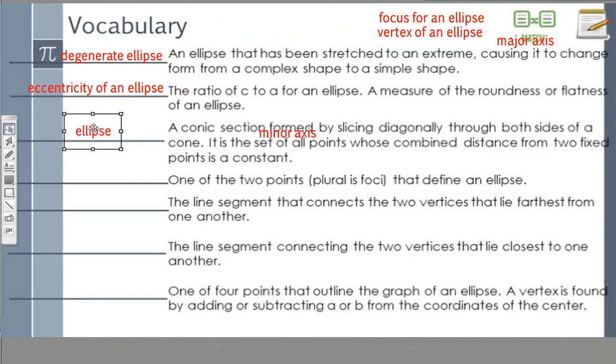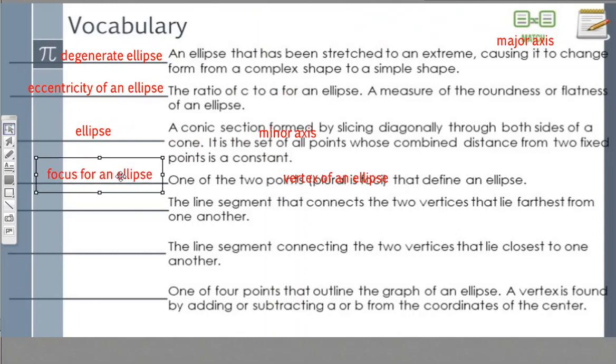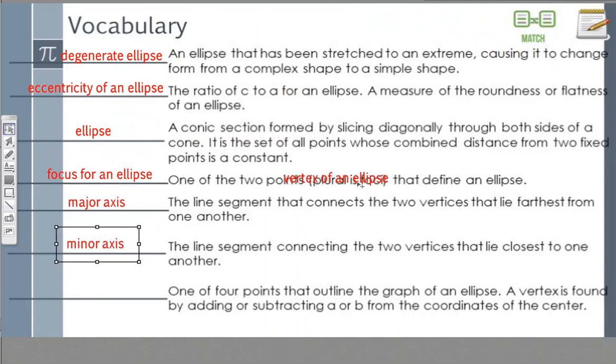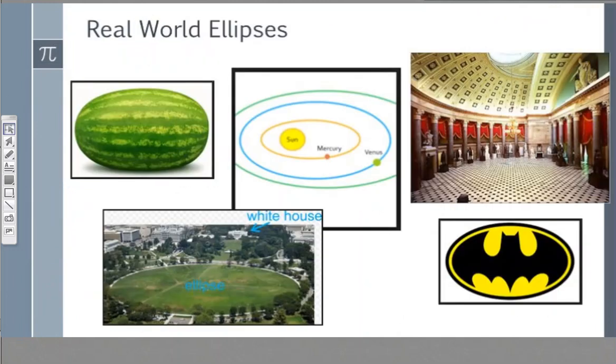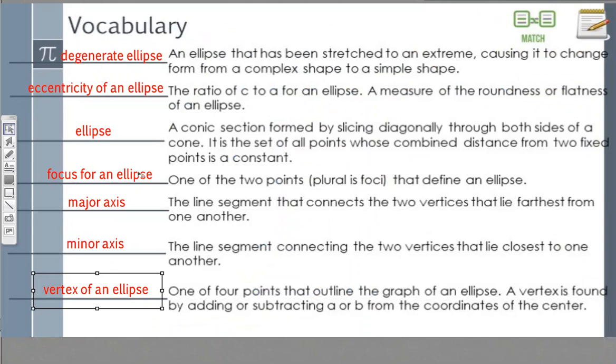This is an ellipse, focus of an ellipse. Let's pull the wrong one again. Focus of an ellipse, the major axis, the minor axis. And like I said, as we go through the lesson, we'll talk more about each one of those definitions. I'll go back right quick. I would suggest that if you're taking notes, that you go ahead and pause and fill these in and then come back to the recording.